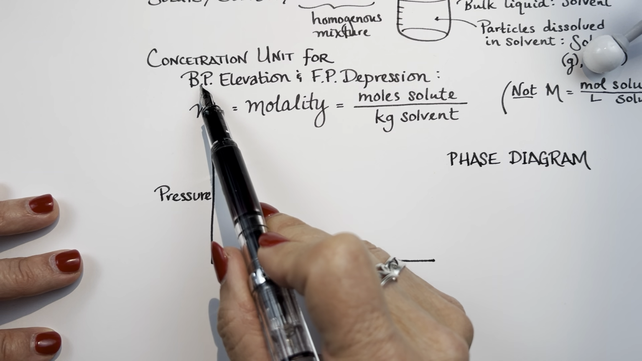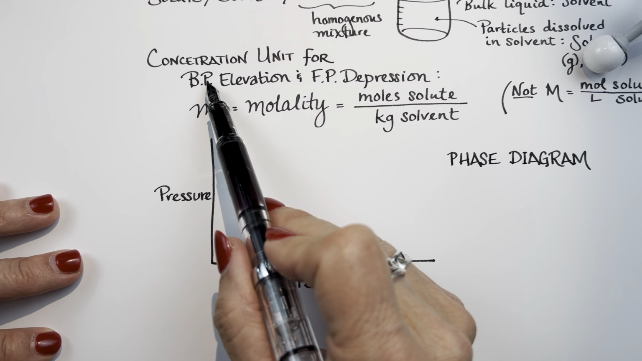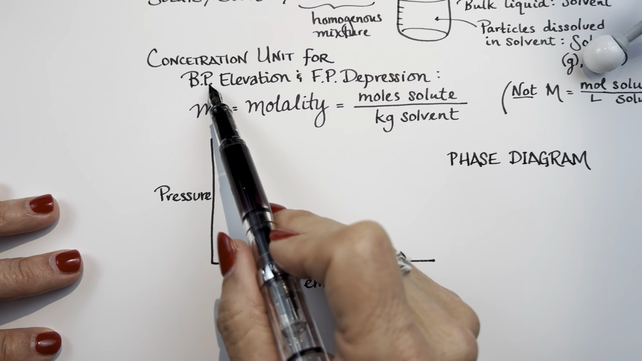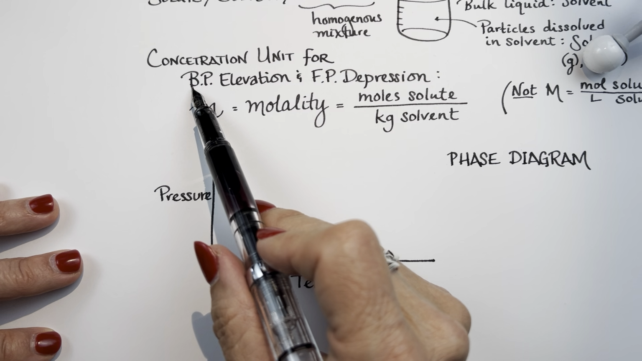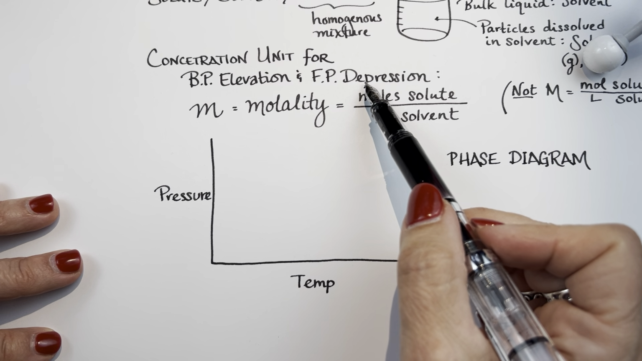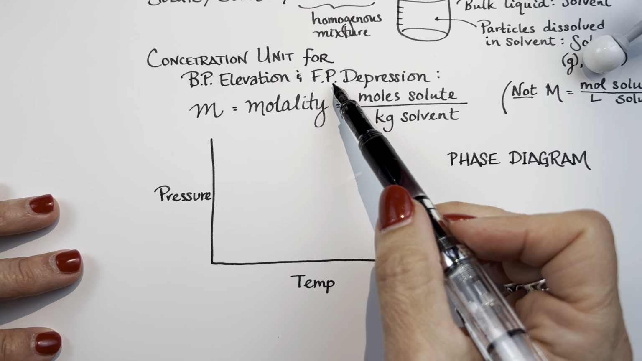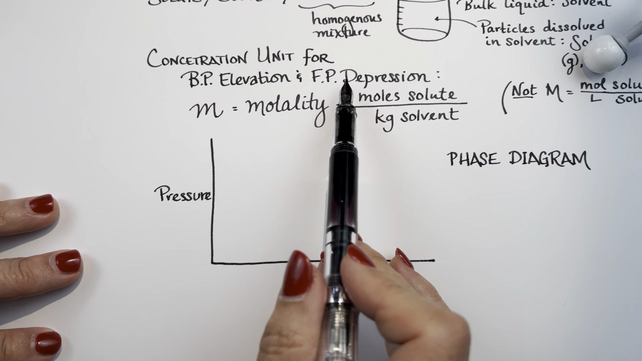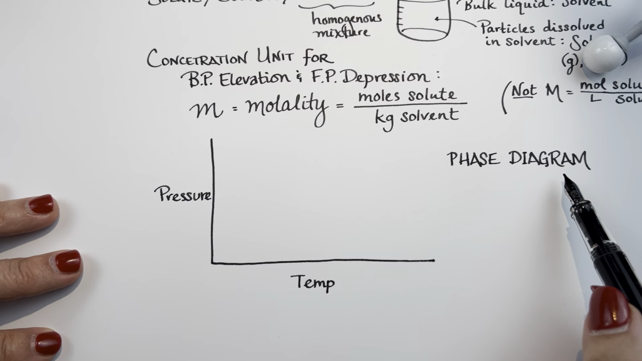Because what are we looking at with boiling point elevation? We're looking at a phase change, right? When something boils, what's happening? If it's boiling, it's going from what phase to what phase? Liquid to gas, right? When it freezes, what are we looking at? We're looking at liquid to solid. So with these two colligative properties, we're interested in phase changes, and so that's why a phase diagram is important to consider.